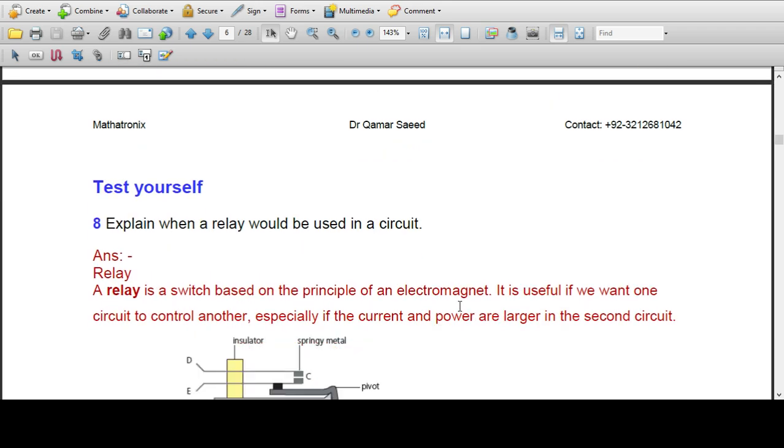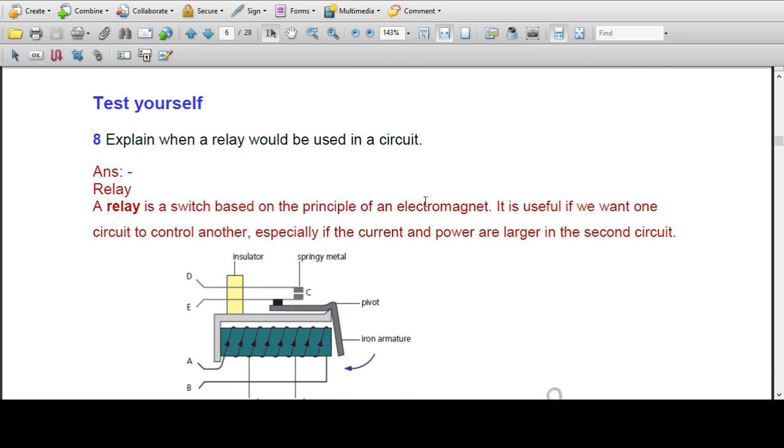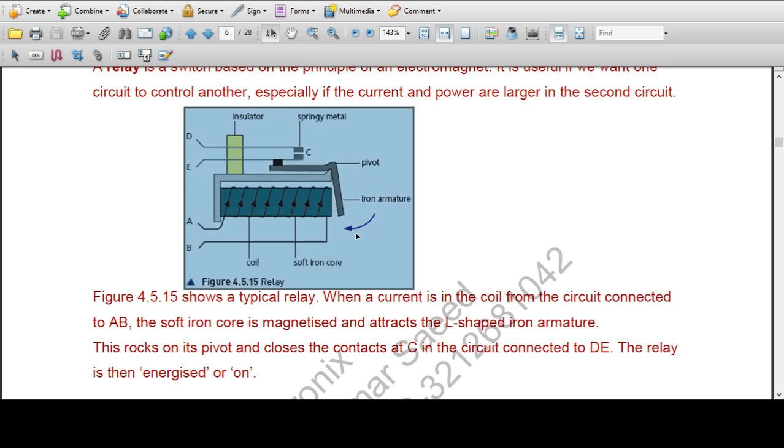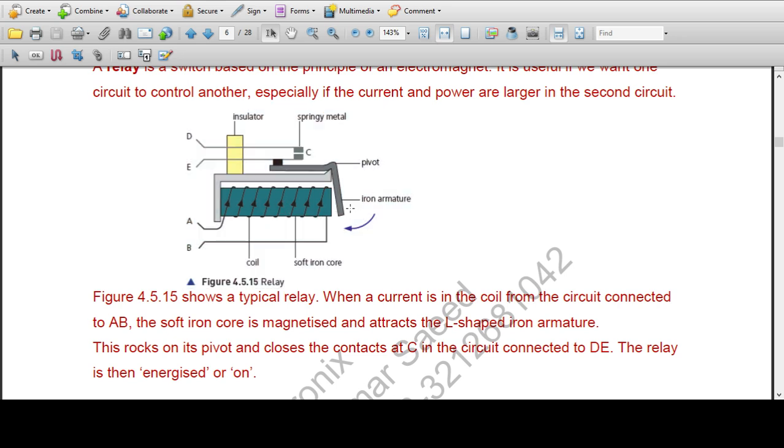Test yourself. Explain when a relay would be used in a circuit. A relay is a switch that works on the principle of electromagnetism. It is used if you want one circuit to control another, especially if the current and power are larger in the second circuit. Here this is a solenoid, and in this solenoid this is the coil. This is a coil. At these A and B terminals we supply the current to this coil, and this creates a magnetic effect, and this pulls this iron armature, which is at this pivot point.